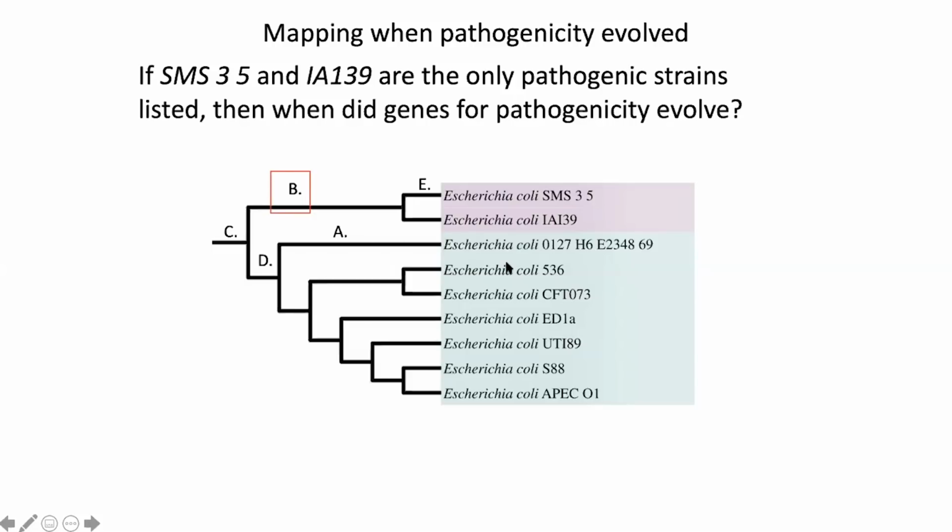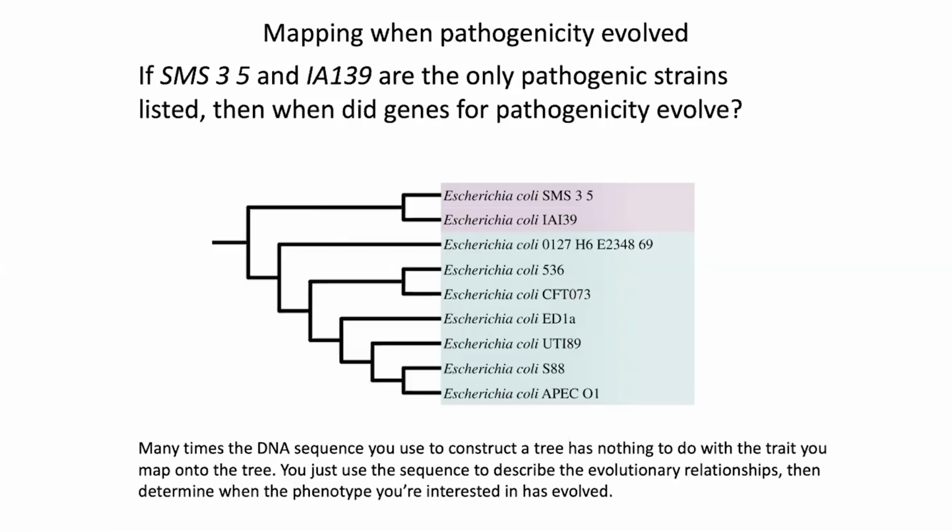So one of the reasons that we think that it evolved out here is that the majority of the strains are not pathogenic, and so it suggests that the ancestral state should be non-pathogenic, and that it evolved this derived trait, and therefore it had to evolve somewhere out here, and it must have evolved at B. If it evolved at E, it wouldn't explain why this one was also pathogenic.